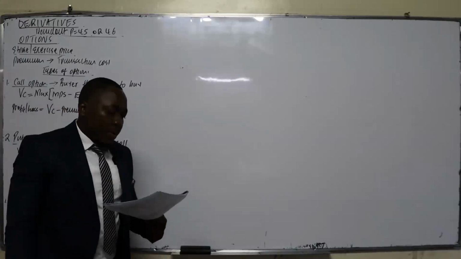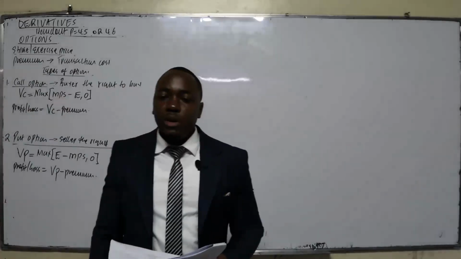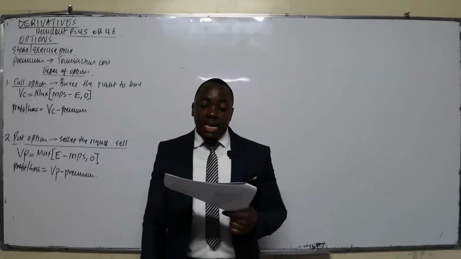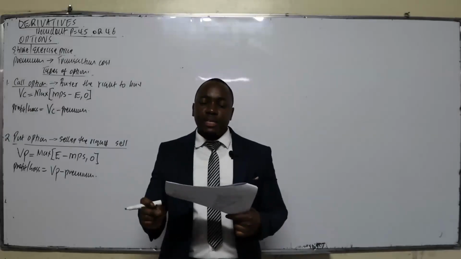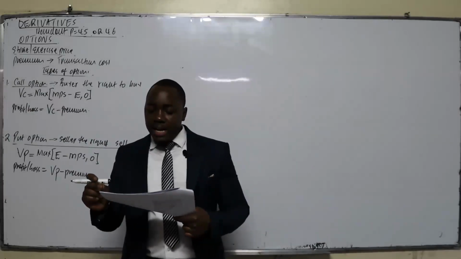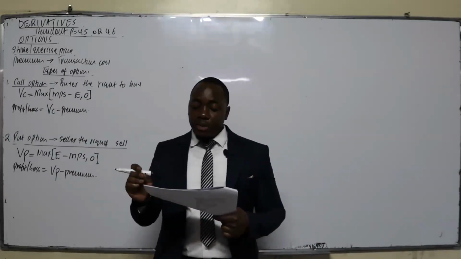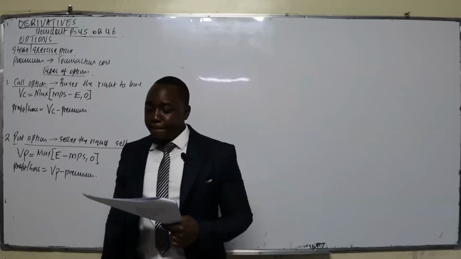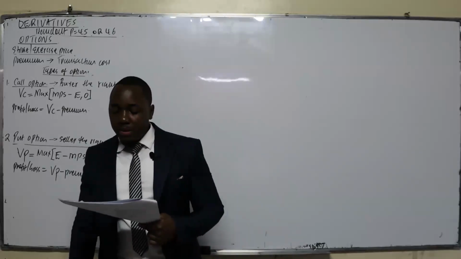Then number B, we have the put option. Now, this is a financial contract that gives the seller the right, but not the obligation, to sell a given number of securities in the future at a predetermined price. The value of the put option is expressed as follows.